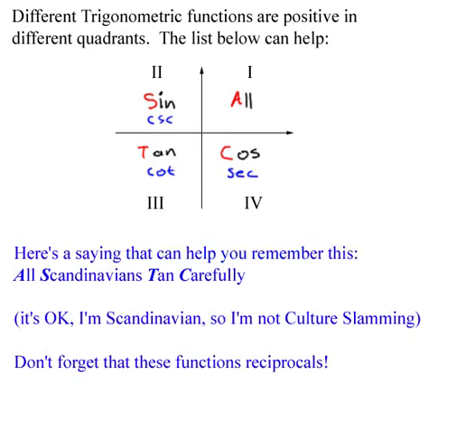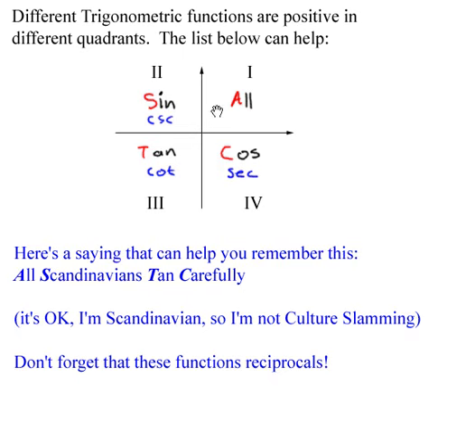Now, I try to find some sayings to help you remember this, and let's remember I'm 75% Norwegian, 25% Danish. I'm Scandinavian, so I'm bashing my own culture. But if you take the A from all, S from sine, T from tangent, actually the whole word, and C from cosine, you can think, well, all Scandinavians tan carefully. We're fair-skinned and we don't want to get sunburned, so all Scandinavians tan carefully.